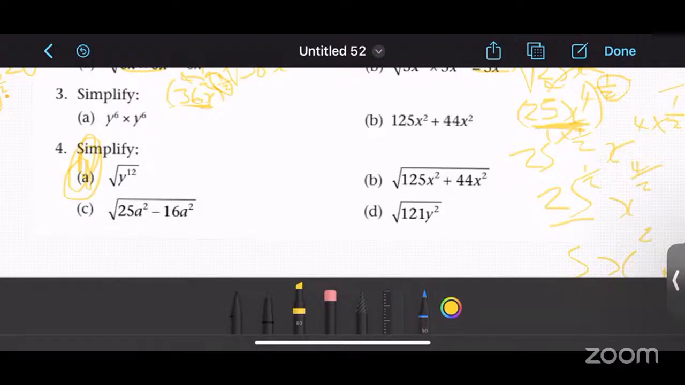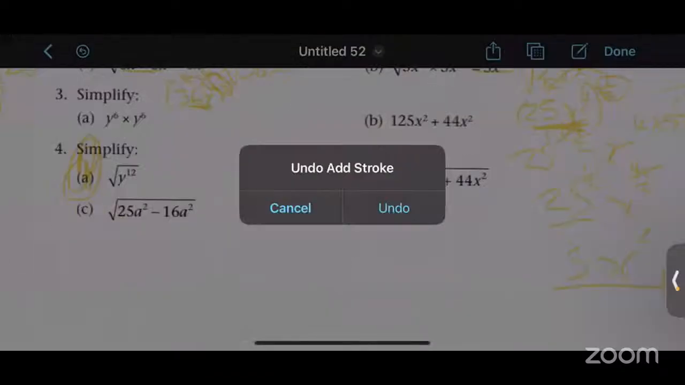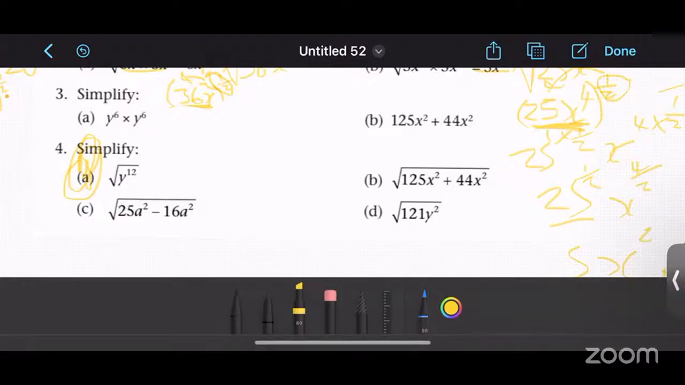Let's look at B, Boosie. And then C is going to be yours, Langelise. And the last one, which is D, is going to be Boosie Suez. Okay, Boosie?